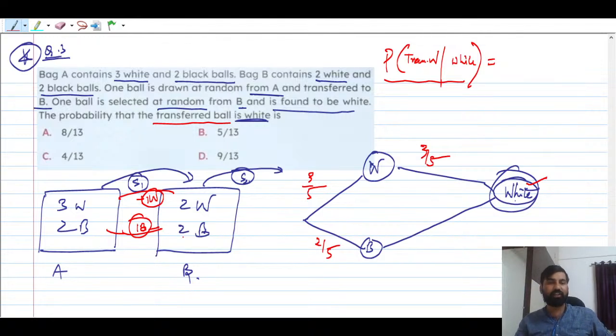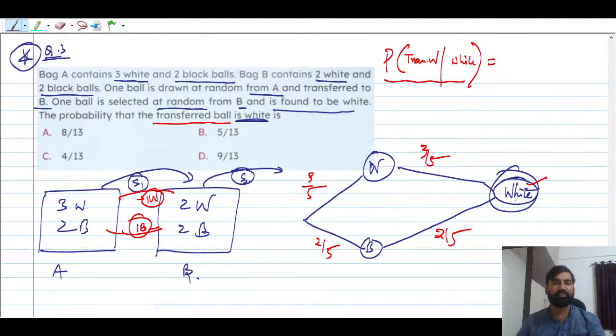How much will this be? 3. Okay, so the answer will be 2 by 5, right? The answer is going to be 2 by 5, I think, yeah, because there are 2 white balls only. Okay. So let me write here, this is 2 by 5. Okay. Now you can find out quickly, right?